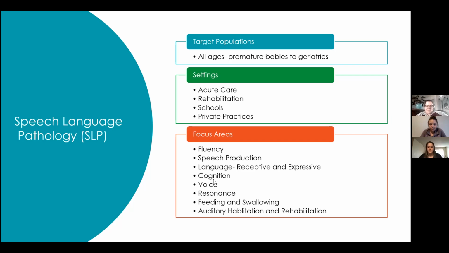We like to say that we have a wide variety of focus areas, including fluency, speech production, language, both receptive and expressive, cognition, voice, resonance, feeding and swallowing, and auditory rehabilitation, as well as rehabilitation.